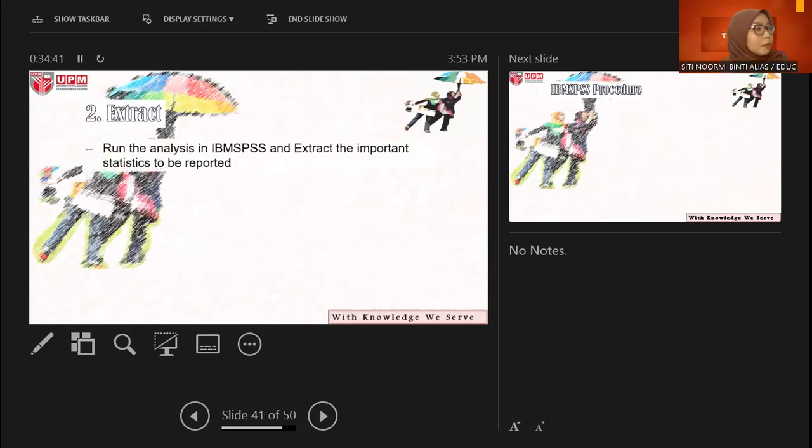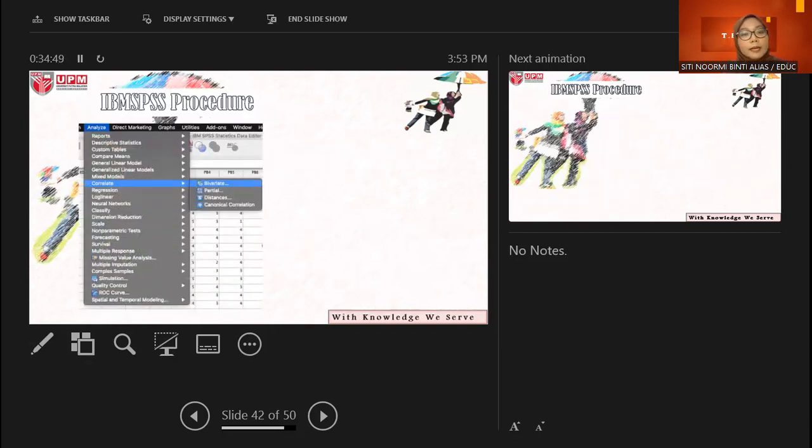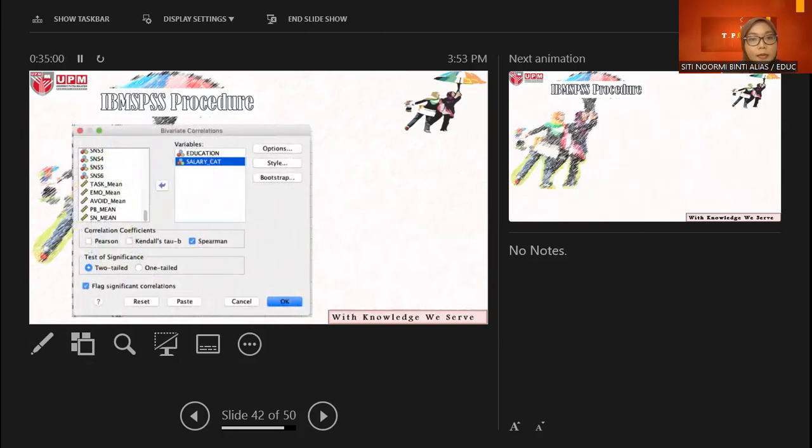Okay, so now go to our data set to run the analysis in IBM SPSS. To run the analysis, you just click analyze, correlate, and bivariate. Similar to the earlier step. In the bivariate correlation box, please choose the categorical variables, for example education and salary. Education and salary are in ordinal form.